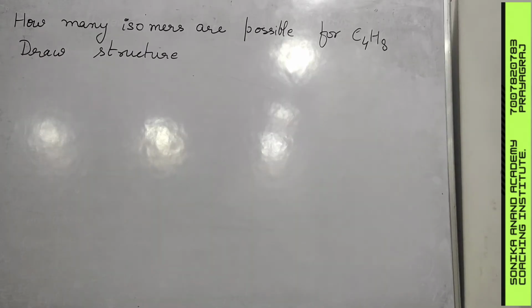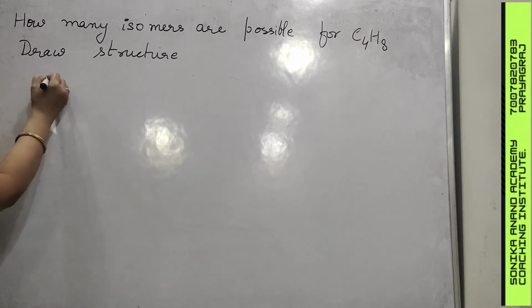How many isomers are possible for C4H8, and draw the structure? Now in this question we discuss what an isomer is and how we will draw different isomers of the given compound. Now first thing, what is an isomer?